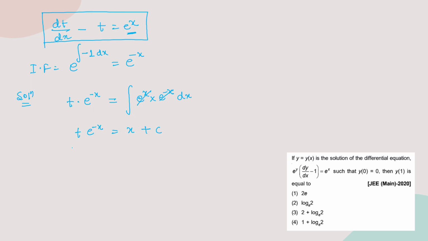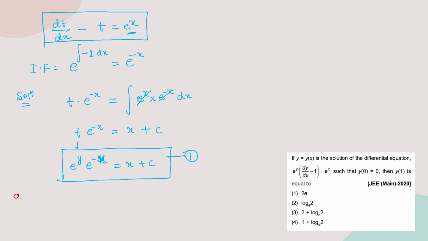And now we can replace the t value also, because the boundary conditions are given in terms of x and y. So we must replace the t in terms of y only. So t value will be replaced by e to the power y, which we have already assumed in the starting, is equal to x plus c. So this is our final equation we will be getting. Now put the boundary condition and get your answers.